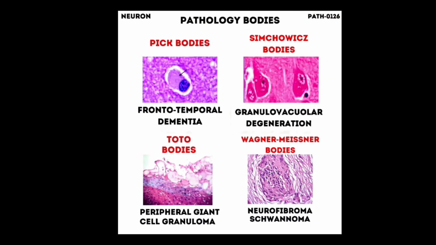Next is Pick bodies, seen in frontotemporal dementia, and Simchowicz bodies, pronunciation you go through it, that is granulovacuolar degeneration. Next is Toto bodies, seen in peripheral giant cell granuloma, and Wegener-Meissner bodies are seen in neurofibroma and schwannoma. In schwannoma we will see Verocay bodies, and Wegener-Meissner bodies are also seen in schwannoma.